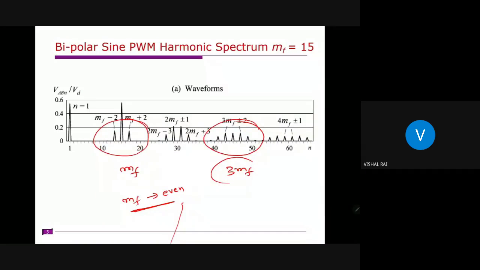No, you're not getting the point. MF should be odd, right? We need to select MF as an odd number so that you can eliminate the even order harmonics. Clear? So we need to select MF as an odd value so that the even order harmonics are eliminated. So that is the point.